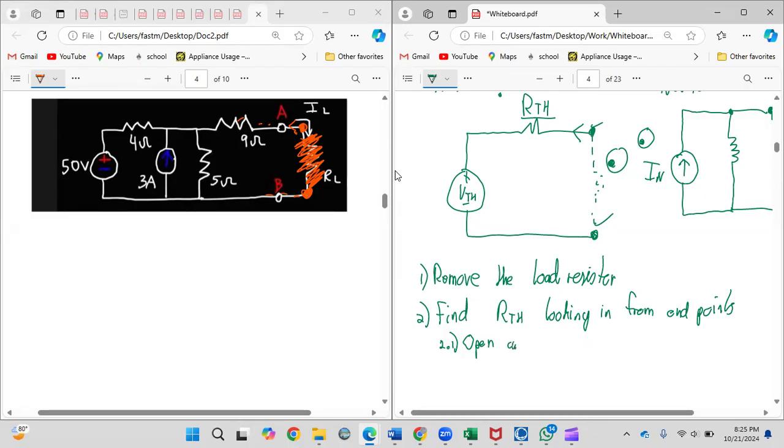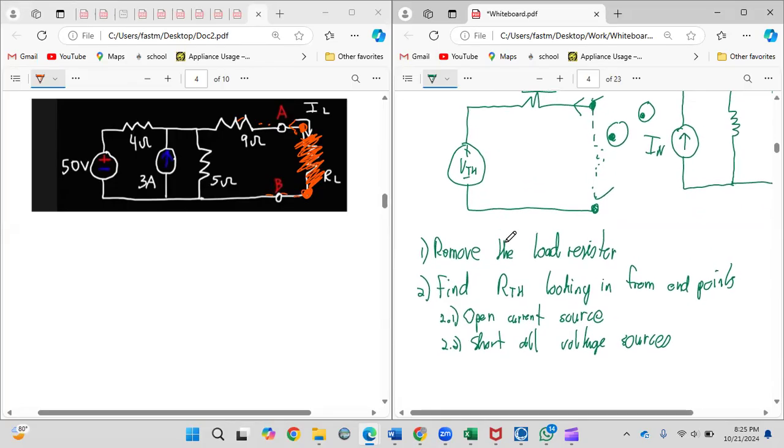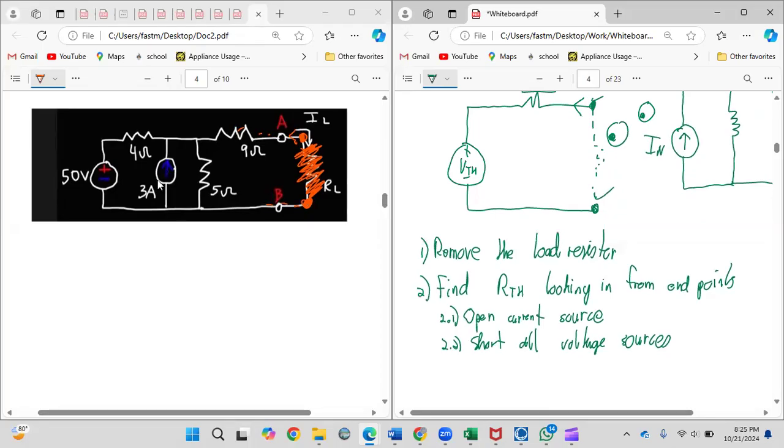So you open your current sources, because the only way for you to stop a current is to break the circuit. And you short all voltage sources, because the only way for you to make a voltage disappear is to make it a short circuit. So if you were to do it on this side and redraw the circuit, this part here will be a short circuit. You have a resistor. This is our open circuit. So you just end up with this.